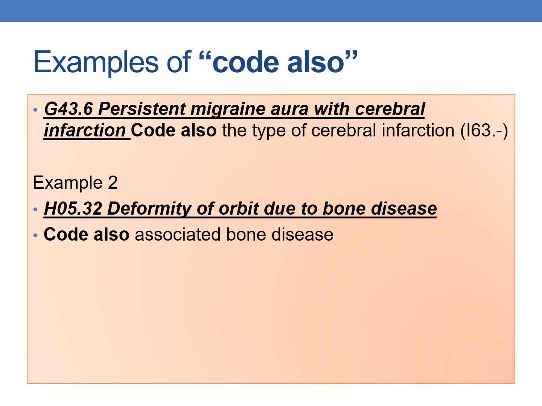Some more examples are G43.6, persistent migraine aura with cerebral infarction. Here also you can find code also the type of cerebral infarction. Here G43.6 is persistent migraine aura with cerebral infarction. So you need to add an additional code to indicate the type of cerebral infarction. Hence it is indicated with code also the type of cerebral infarction. Another example is H05.32, deformity of orbit due to bone disease. Code also the associated bone disease.